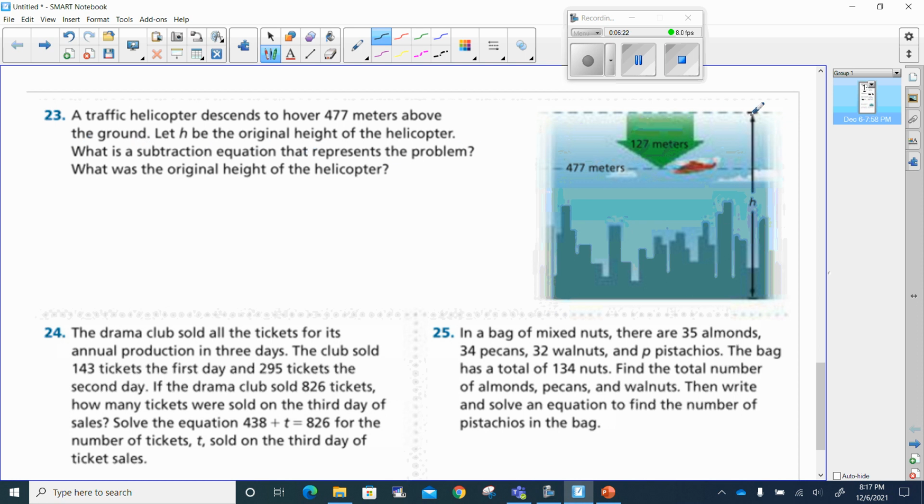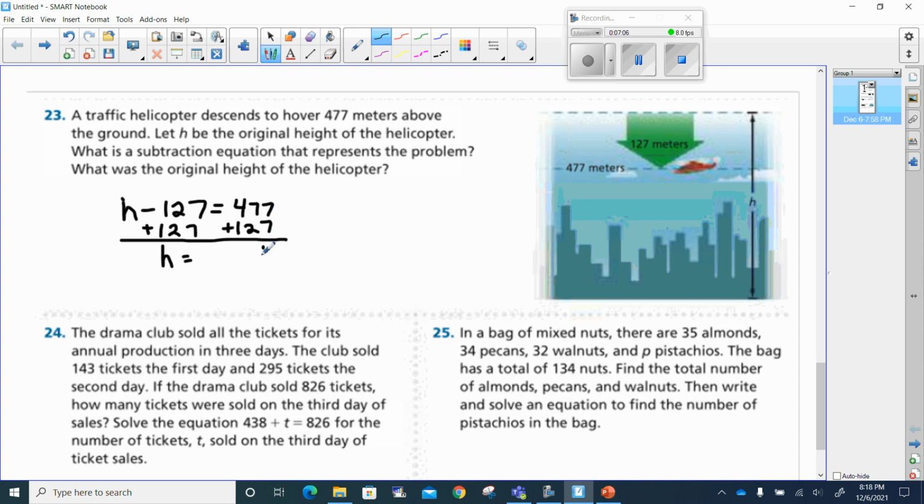Well, it says here from the original height, they went down 127. So I can say H minus 127 is equal to 477. All right, to find H, I need to get rid of the negative 127. The only way to get rid of a debt of 127, if I owed $127, is to pay back $127. So I'm going to add this. Now I have 127 minus 127. That leaves me with 0, and H is all by itself then. But whatever I add to one side of this equal sign, I have to add to the other side.